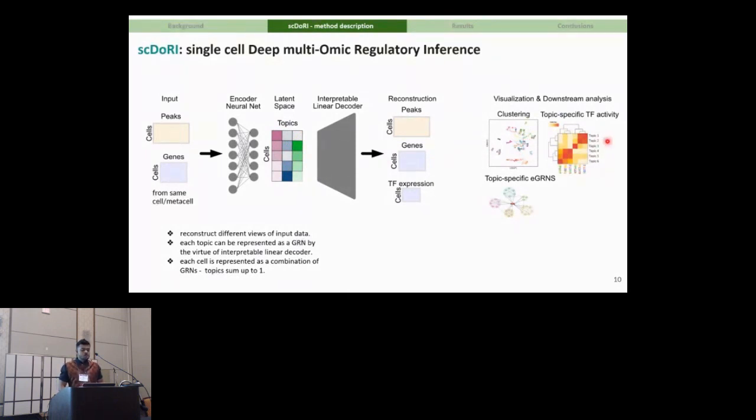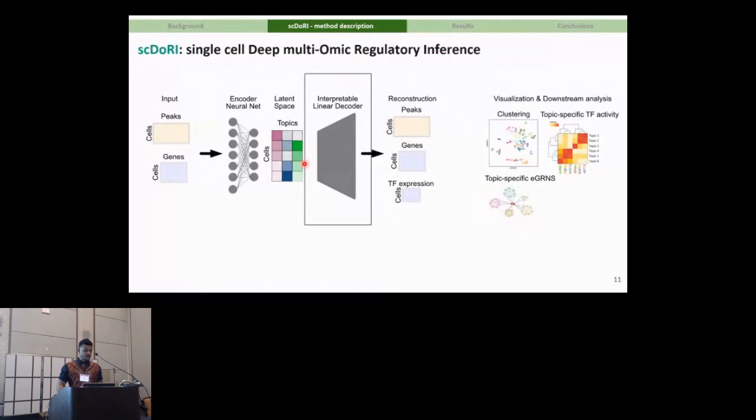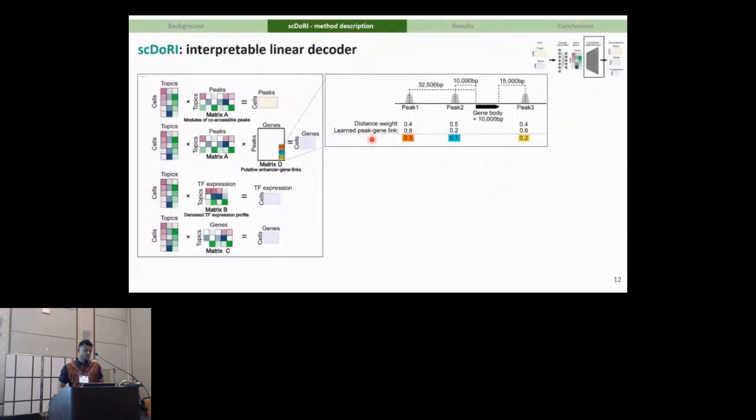But you can also use them to identify which transcription factors are linked to each topic or latent dimension. And of course, since we are inferring enhancer GRNs for each topic, you also get the information that in each topic, this transcription factor is regulating this gene. So let's deep dive into this bit of the model, which is the interpretable linear decoder, which is really where the magic happens, how we get the interpretation of each topic.